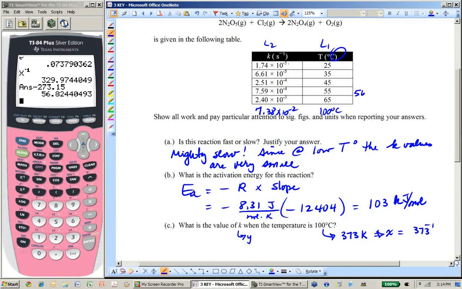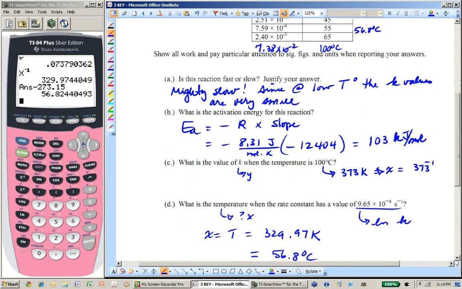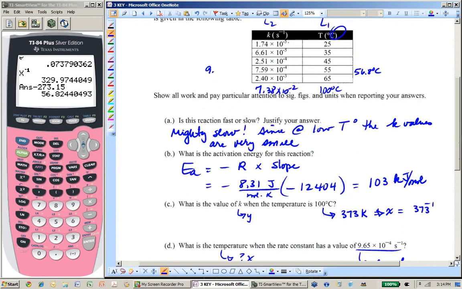56.8 would fit right here, squished in there, and 9.65 times 10 to the minus 4 makes perfect sense with that.